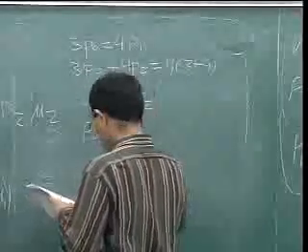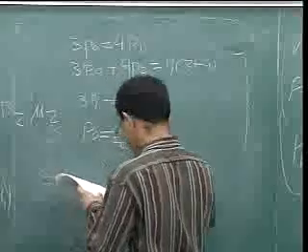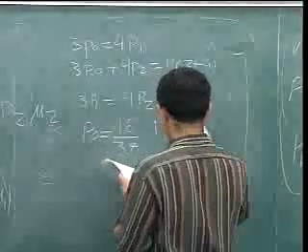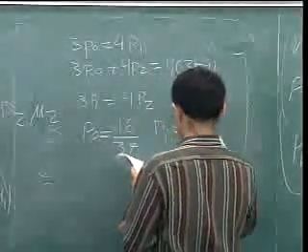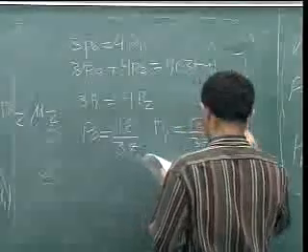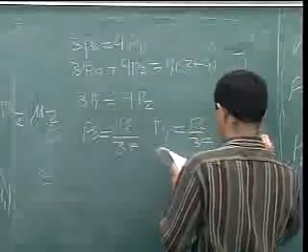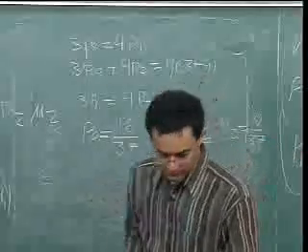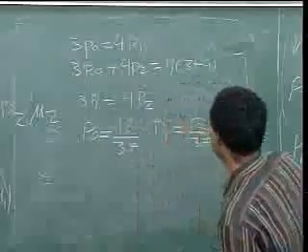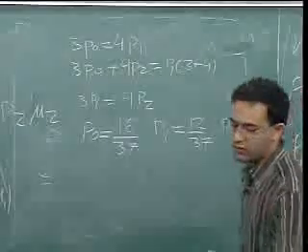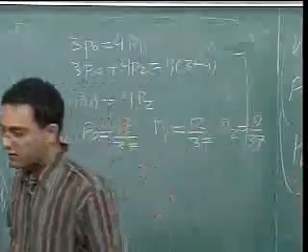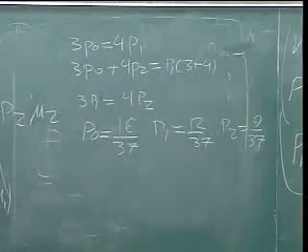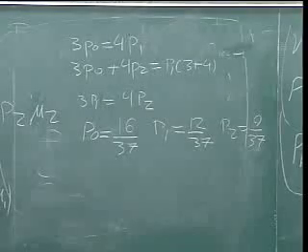It's 16 over 37. P1 would be 12 over 37. And P2 would be 9 over 37. Okay? So these would be the probabilities that you would be in these states. Now the question is asking you what's the average number of people that are in this system.